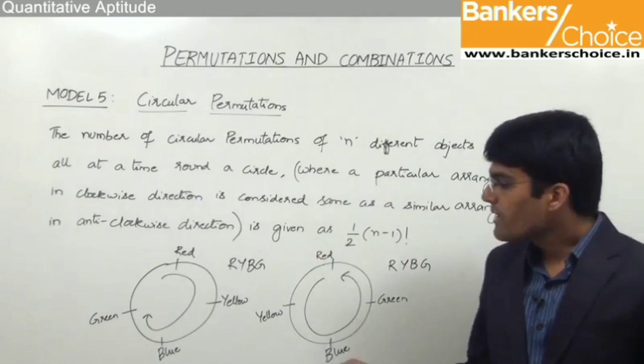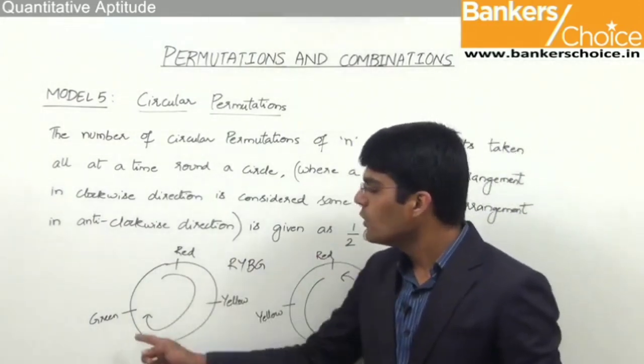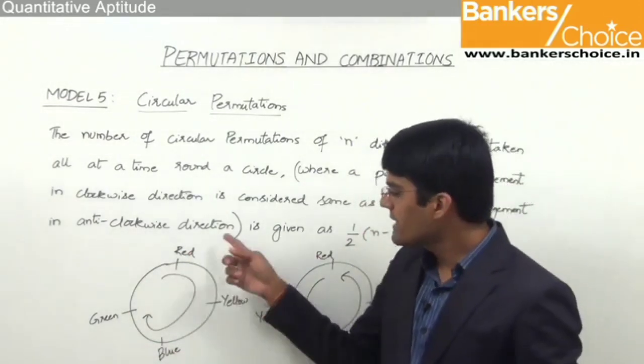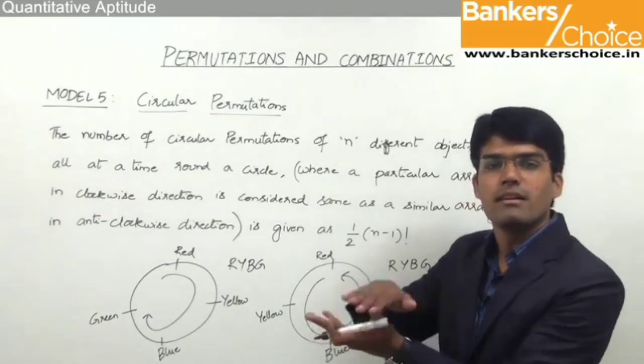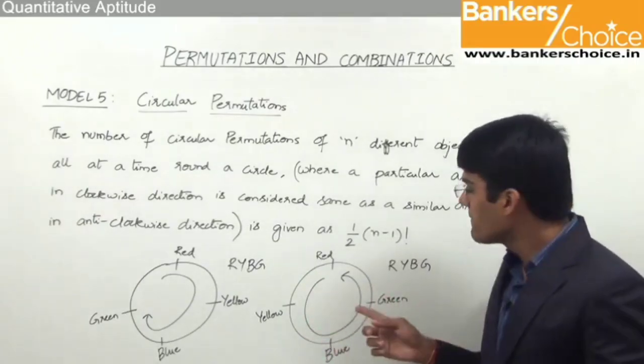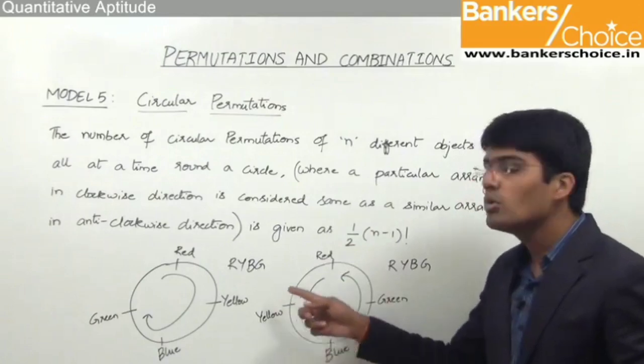Why? Because let's say this is one arrangement: red, yellow, blue and green. So we have got a bracelet where the order is RYBG. Now the same bracelet here can be turned over or flipped over and we find that this is the new arrangement: red, green, blue, yellow.